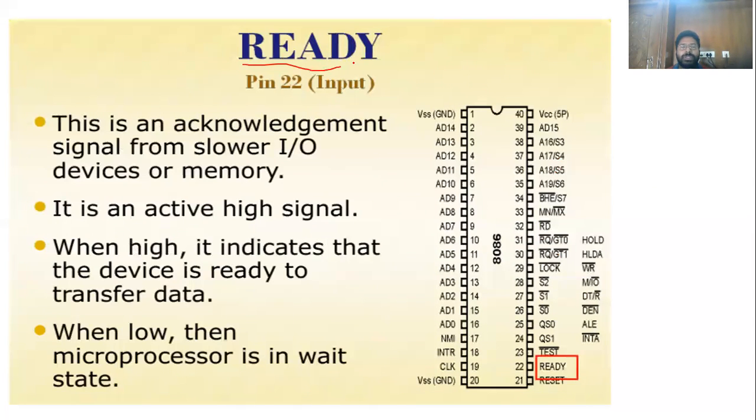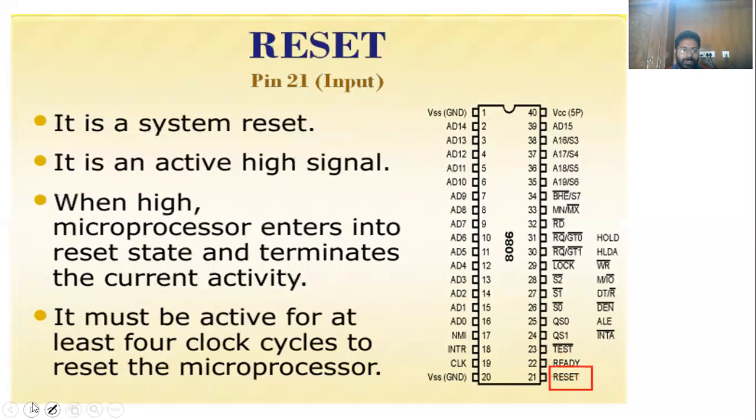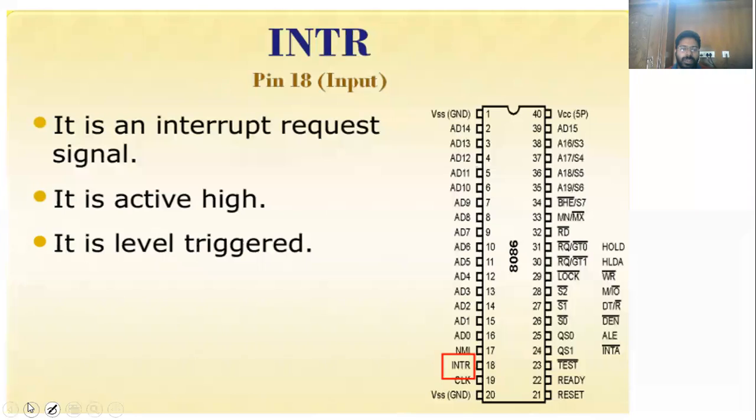Ready. You know what the ready signal is used for. Whenever you want to connect a slow memory device to the microprocessor, you can synchronize between the microprocessor and the slow memory device using this ready signal. Then, what is reset? When you press the reset button, the microprocessor comes to the initial position. If it is performing any operation, once you press reset, that operation is stopped and it comes to the initial position.